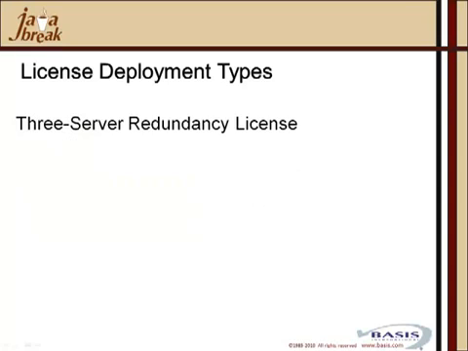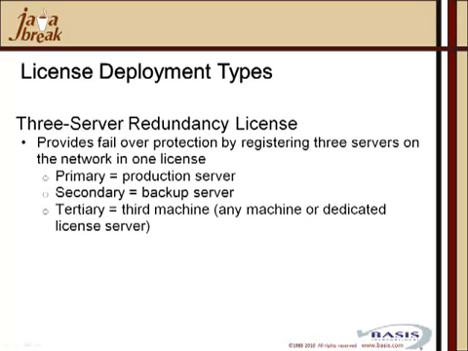Let's take a peek at the 3-server redundancy license. The 3-server license gives you the protection to keep your enterprise system running by allowing you to register 3 machines in one license file: a primary for production, a secondary for backup, and a tertiary. In this configuration, you have a quorum of servers that are always checking each other for availability.